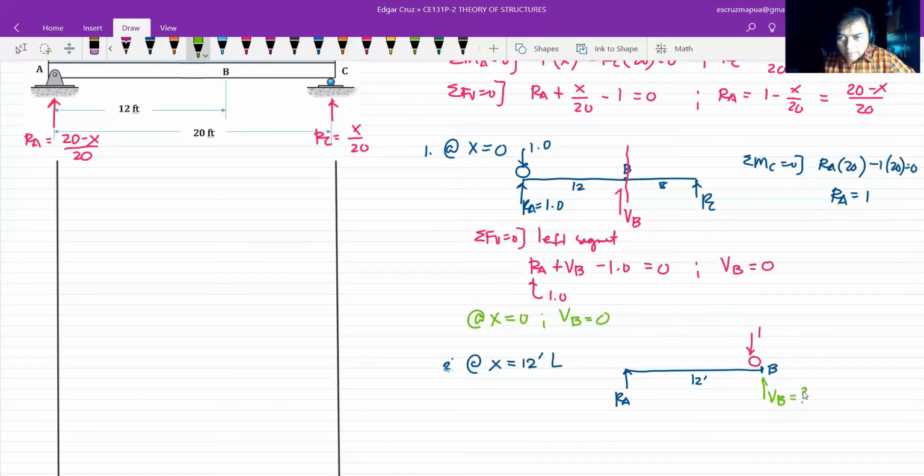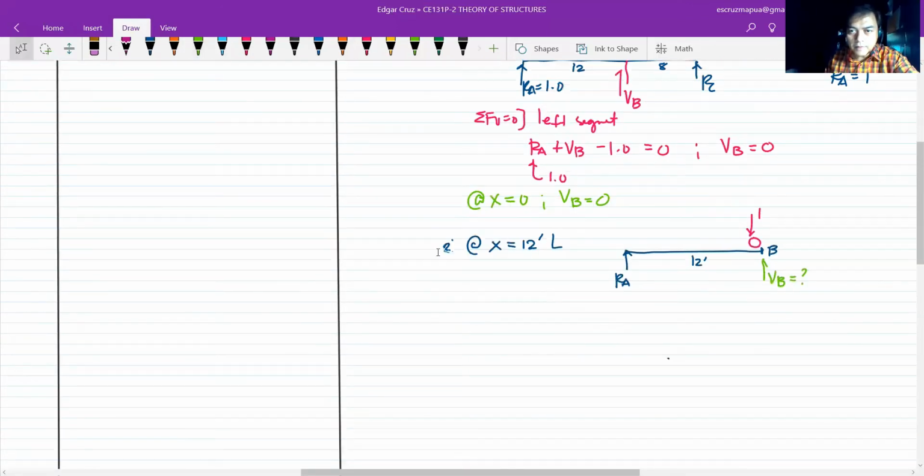Yan. Okay. So paano masasolve yan? So parang I cut the section at point B. I consider the left segment of the beam. So yan yung nakita kong section. Okay, so solve natin.